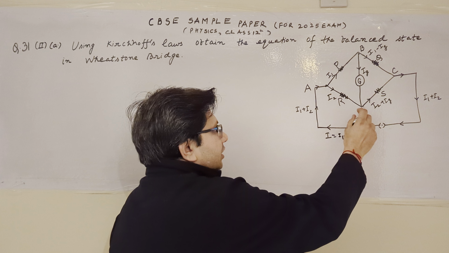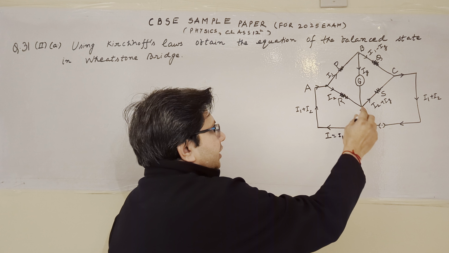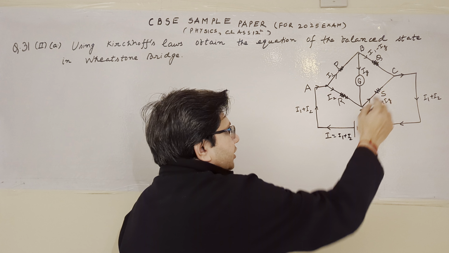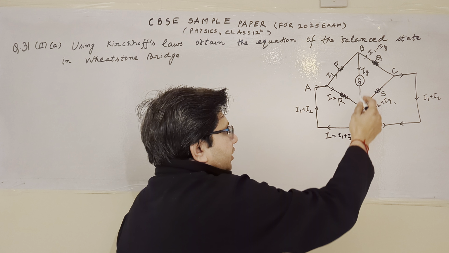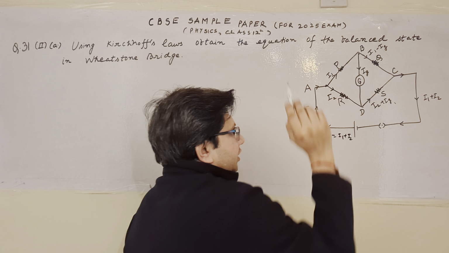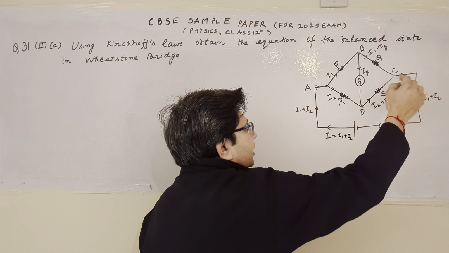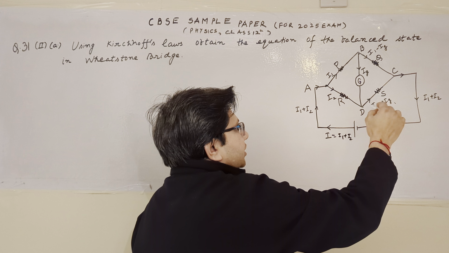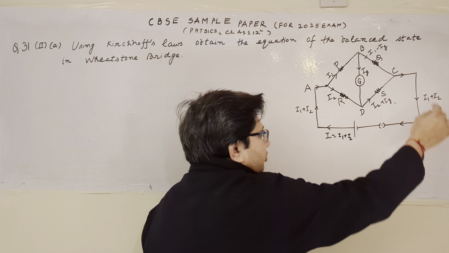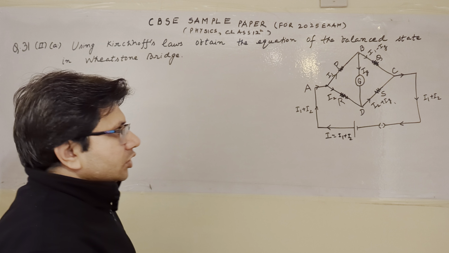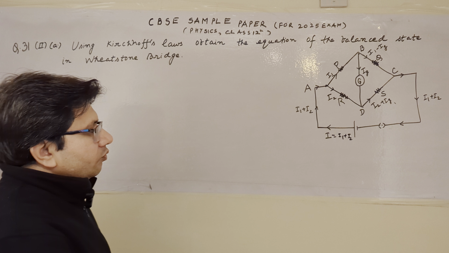Similarly, applying the KCL at node D, we can get the value of the current in the branch DC as equal to I2 plus Ig, because the incoming current is I2 and this incoming current is Ig. So this is I2 plus Ig. And finally at the node C, these two currents, I1 minus Ig and I2 plus Ig, merge, and they produce I1 plus I2 current. So this is the whole arrangement.